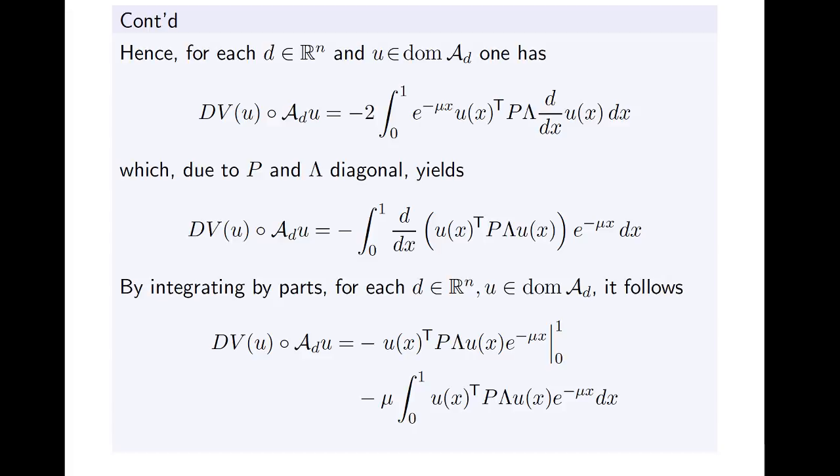Again, this has to be true for every lambda, of course. Of course, there are selections where this is not true. This is not needed, but then you don't get a general result. The lambda can be whatever here. So if P commutes with every lambda, then P is diagonal. Exactly. Okay, so if P and lambda are diagonal, you get this expression here.